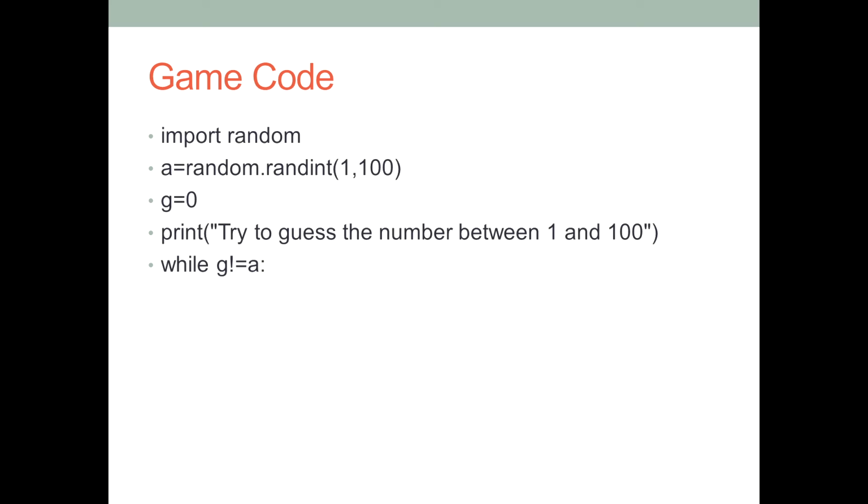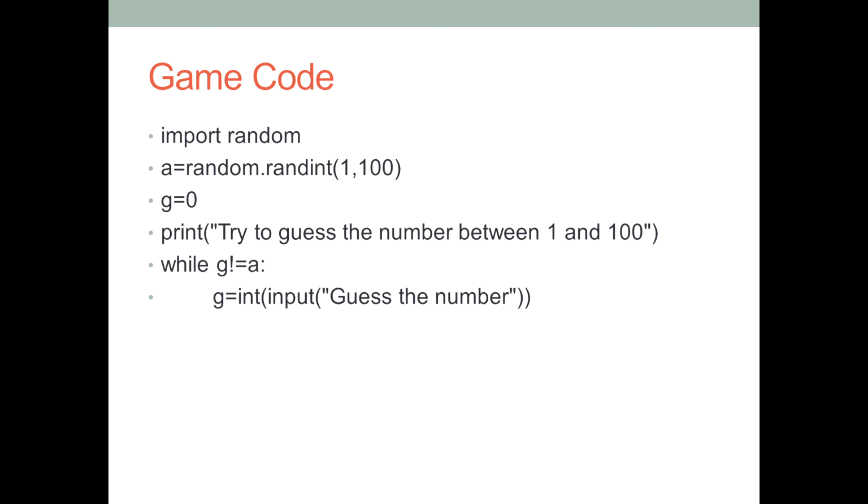And another new bit of code here: while g != a, and then a colon. Now that exclamation mark equal sign means not equal to. So while g isn't a, so while we haven't got the guess right, it's going to do the following bit of code. It's going to say g equals int, so it's a whole number, input, guess the number.